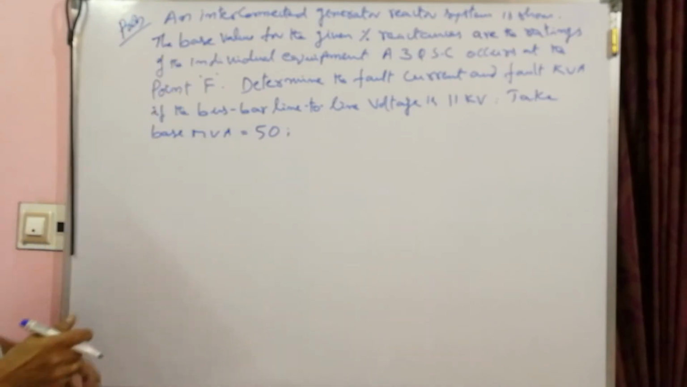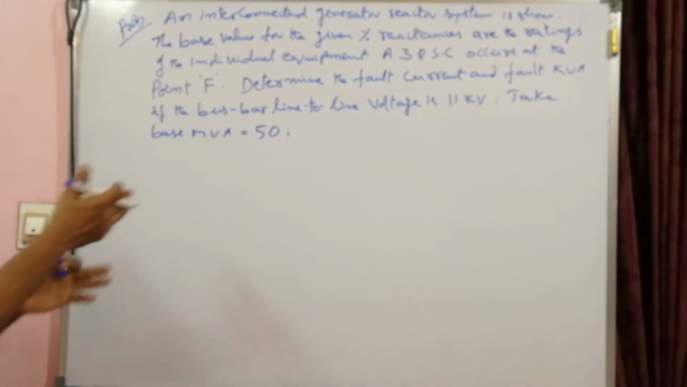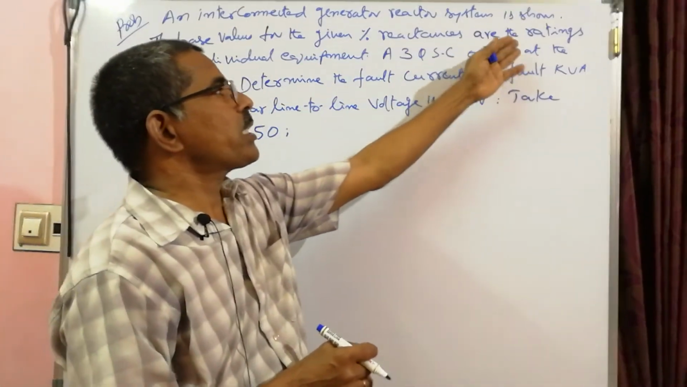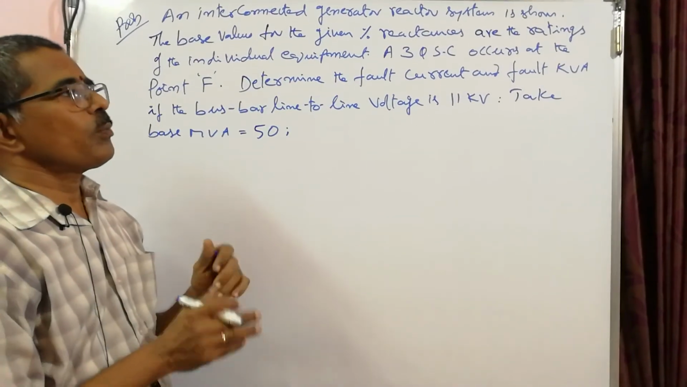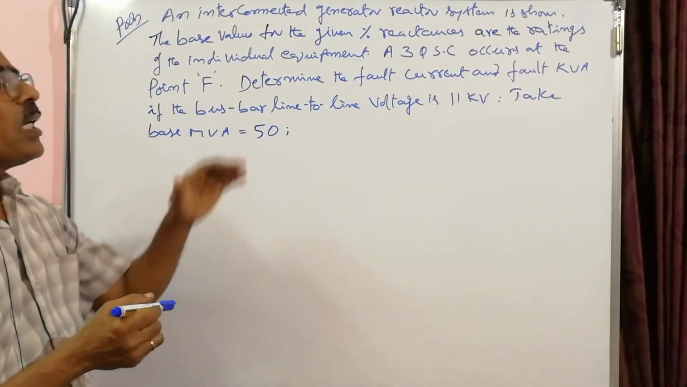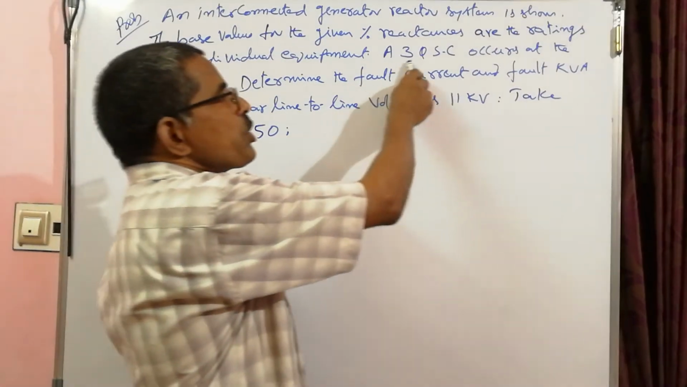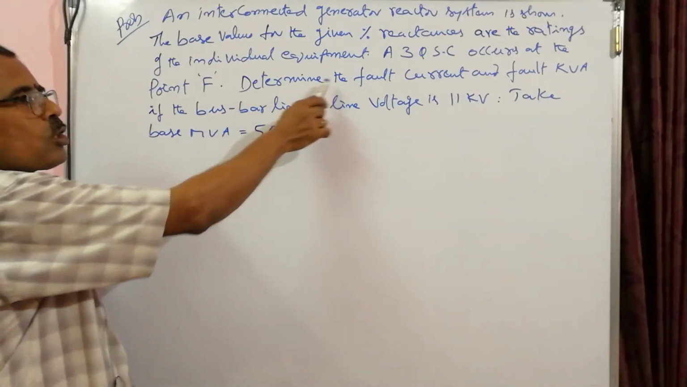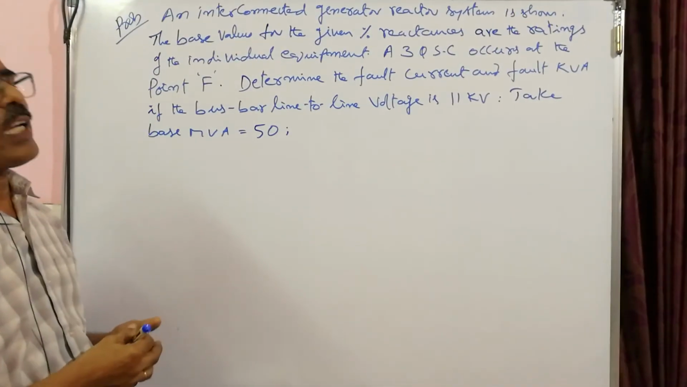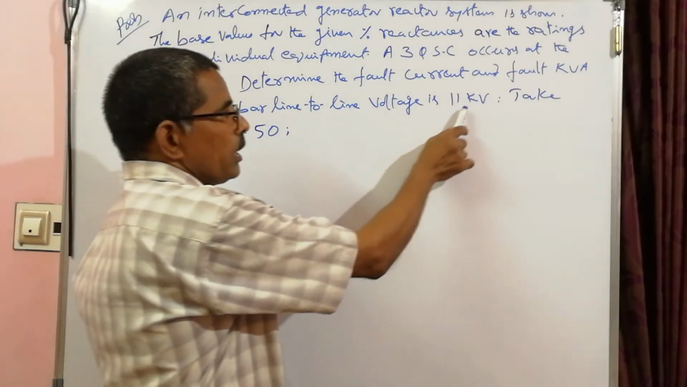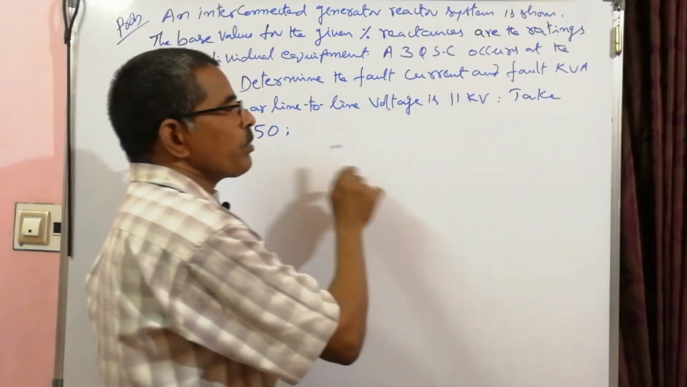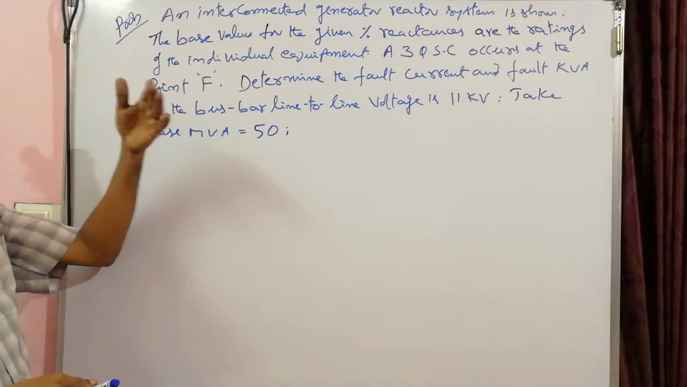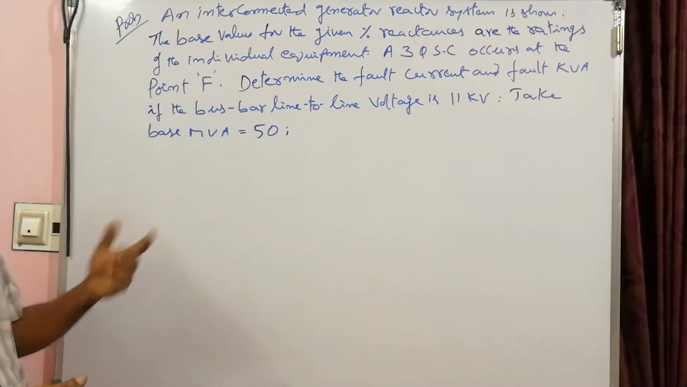So, an interconnected generator and reactor system is given, which I will draw, and the base values for the given percentage reactances are the ratings of individual equipment. So, based on the individual ratings of equipment, the percentage reactances are given. A three-phase short circuit, that means a symmetrical fault, is happening at point F. You are asked to calculate IF, the fault current, and fault KVA, and the nominal line to line voltage is 11 kV for the system, and you are asked to take base MVA 50. Of course, this base MVA you can select on your own, and if it is given, we take accordingly.